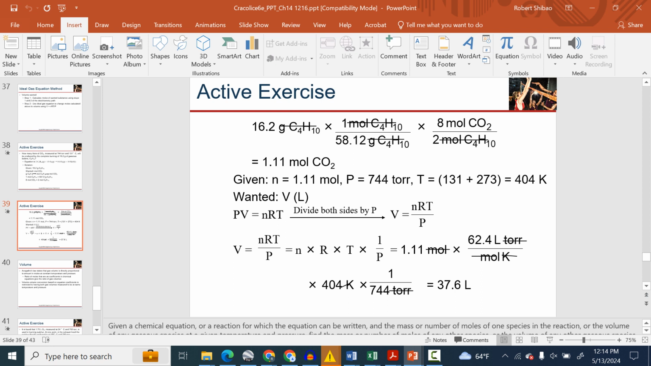There are values, so this is 62.4. We don't typically use that. I don't typically use that. He seems to use it a lot.